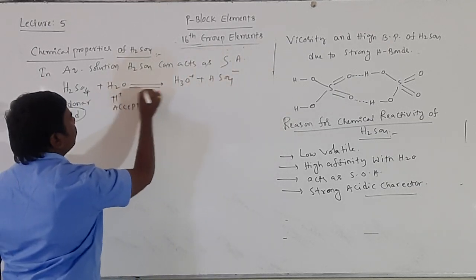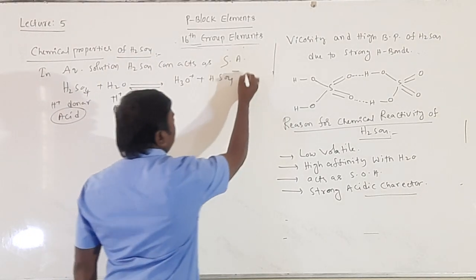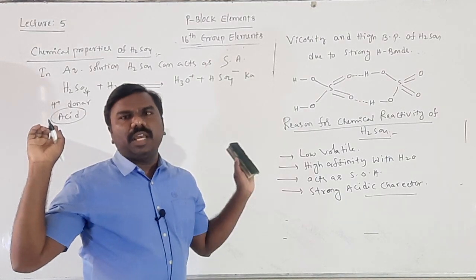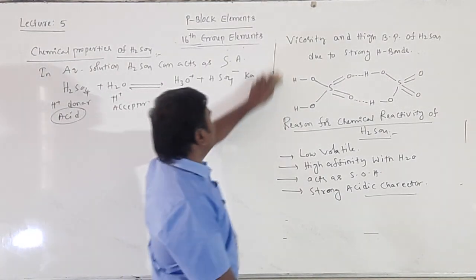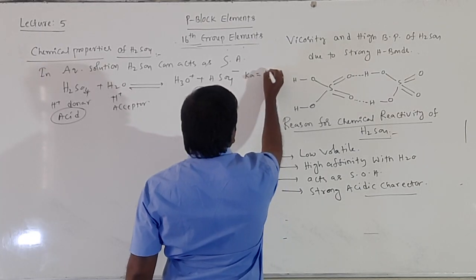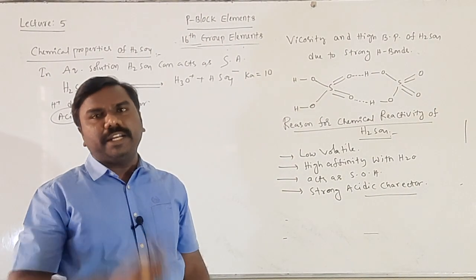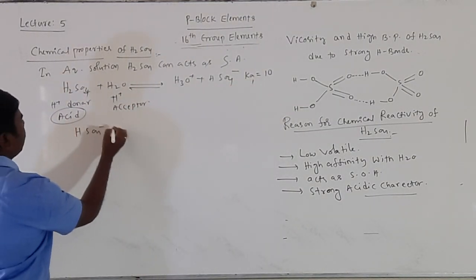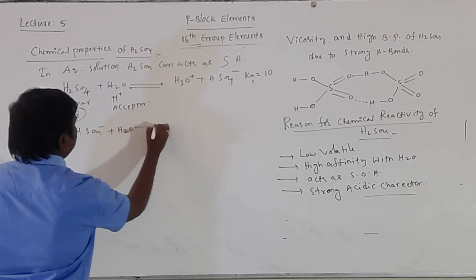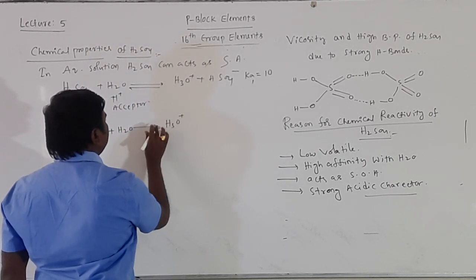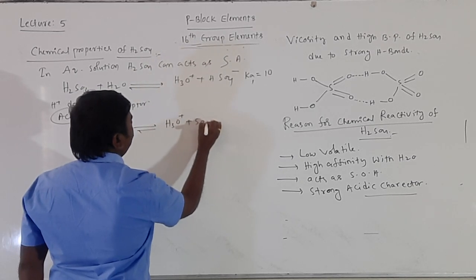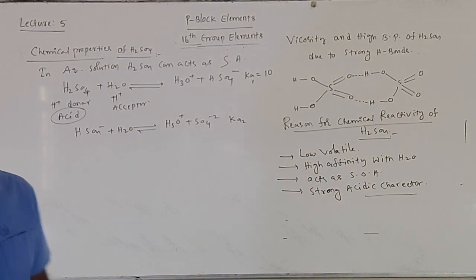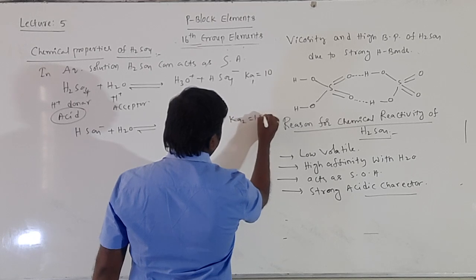There is an equilibrium, students. Then the Ka value, Ka means acid dissociated into H plus and HSO4 minus. Acid dissociation constant is nearly 10. 10 means very, very high. It is Ka1. Then again HSO4 minus plus H2O gives rise to H3O plus and SO4 2 minus. Ka2 is very low, 1.2 into 10 to the power of minus 2.